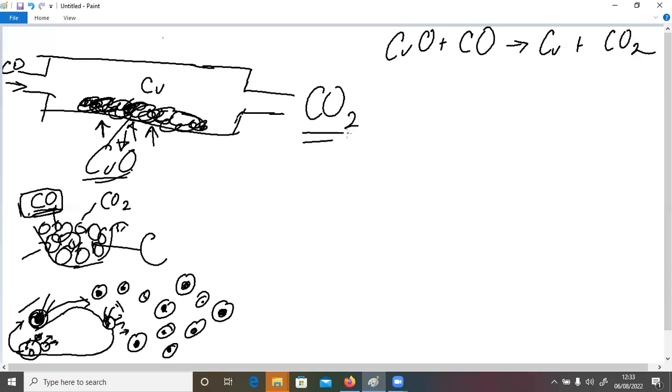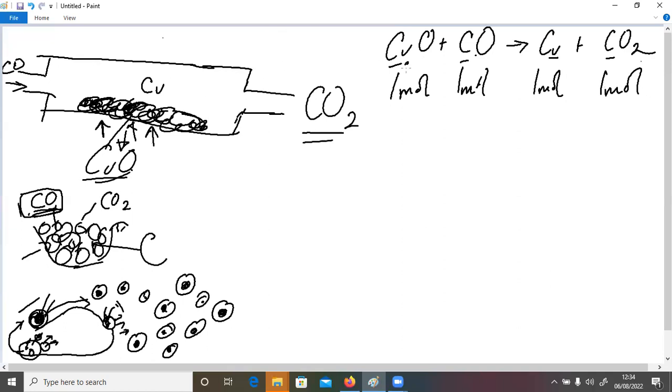Okay, is this equation balanced? I think it is already balanced. One copper, one carbon, two oxygens tells us that 1 mole of copper oxide reacts with 1 mole of carbon monoxide to produce 1 mole of copper granules, the pure copper metal, and 1 mole of carbon dioxide.